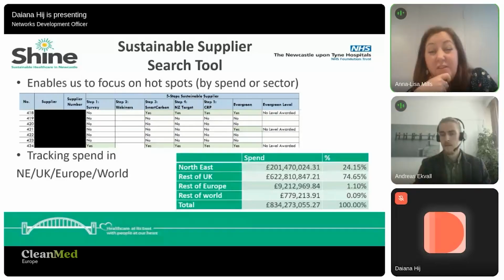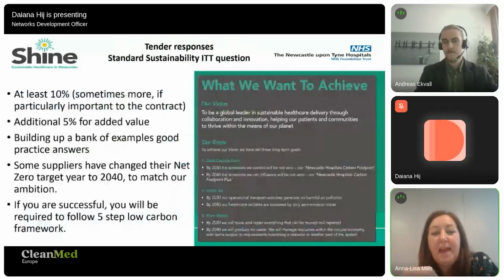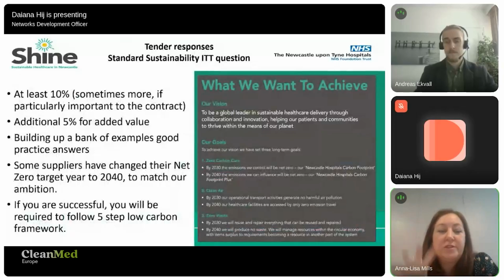And there's an additional 5% potentially, and that's asking suppliers to tell us when they tender for a contract, if they were successful, how would they help us achieve our goals? And our goals are in the box on the right, which is copied from our strategy, our climate emergency strategy. So if they were successful in winning the tender, how would they help us achieve our net zero goals?